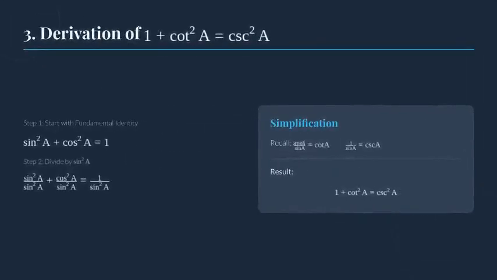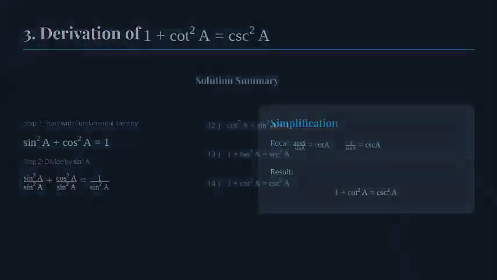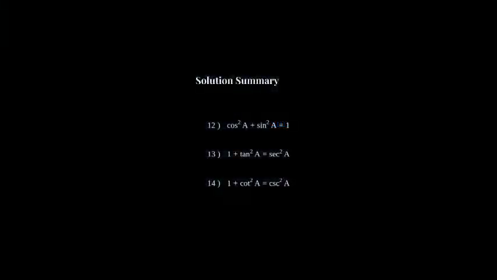For the third derivation, we again start with the fundamental identity. This time, we divide all terms by sine squared a. Recalling the definitions for cotangent and cosecant, we get 1 plus cotangent squared a equals cosecant squared a. In summary, we have successfully derived the three Pythagorean trigonometric identities: the fundamental identity, and the identities relating tangent and secant, and cotangent and cosecant.